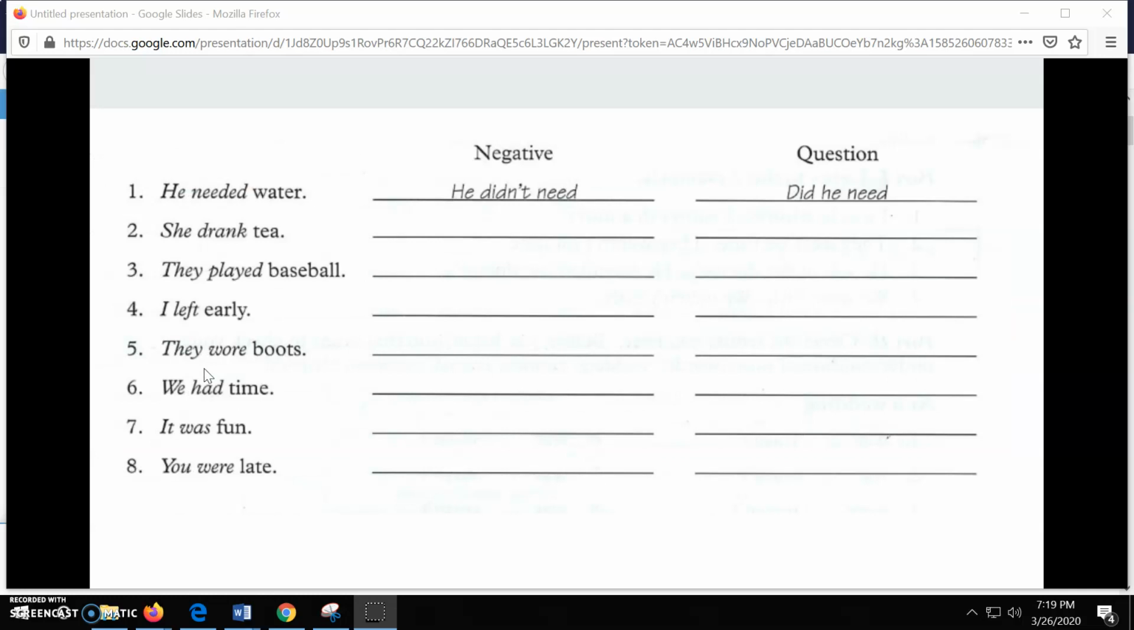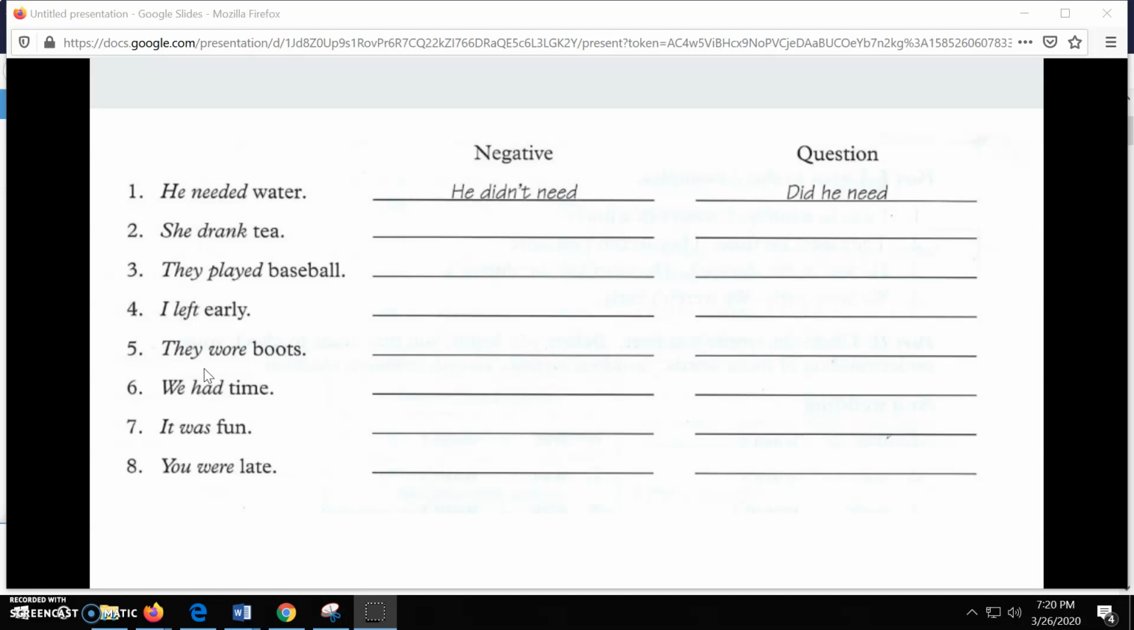Okay, let's do this exercise. You're going to write negative and question forms of the words in italics. Okay, so I want you to pause the video and get a notebook or a piece of paper and a pencil and write negative and question forms of the words in italics.